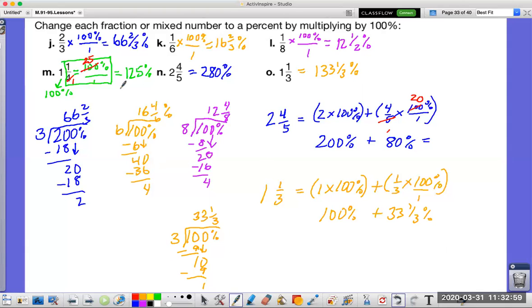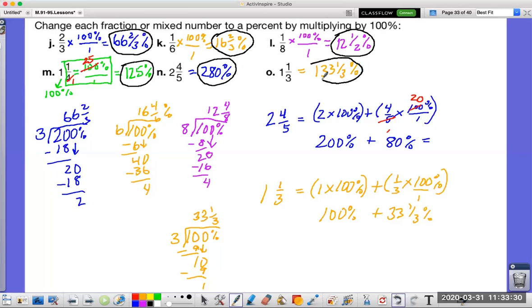Okay. So just to recap, 2/3 is the same as 66 2/3%. 1/6 would be 16 2/3%. 1/8 would be 12.5%. 1 1/4 is 125%. 2 4/5 is 280%. And 1 1/3 is 133 1/3%.